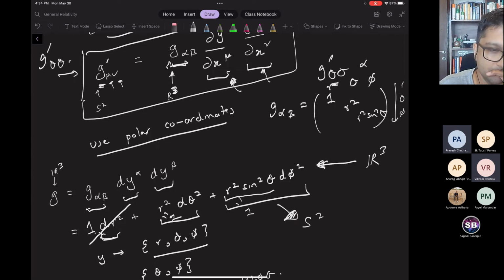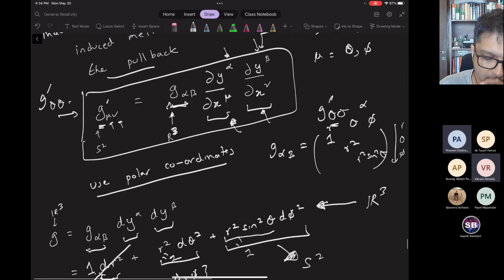The metric is sandwiched between these two. Okay, good. So this is g prime mu nu. I fixed mu and nu, so I fixed them to be theta theta. I fixed this to be theta and I fixed this to be theta. So this partial x theta, by that I mean on the S2, the coordinate is theta. Now this has only one free index, which is alpha. This has only one free index, which is beta. And I'm summing over the alpha beta indices.